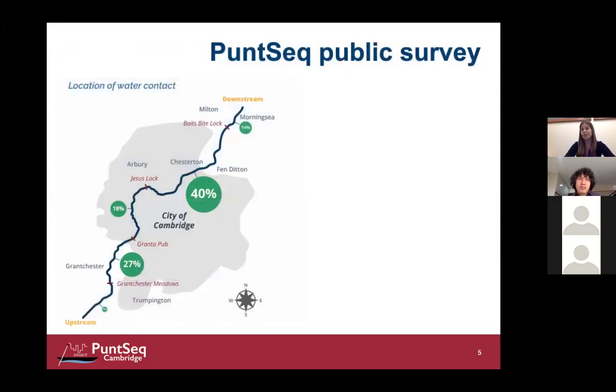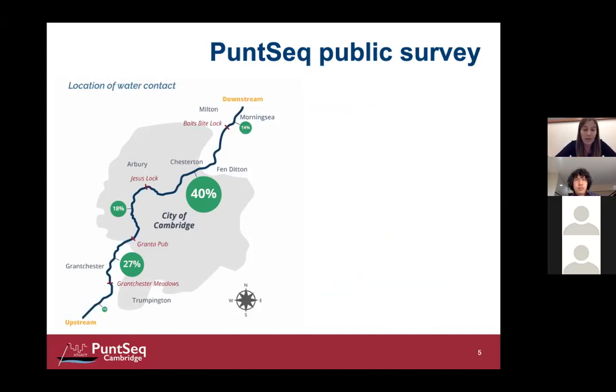So the question was, what is the relationship between the citizens of Cambridge and the river? The very first thing we did within the PuntSeq project was to conduct a public survey amongst nearly 300 participants. And we asked, at what location do you actually get in touch with the river?